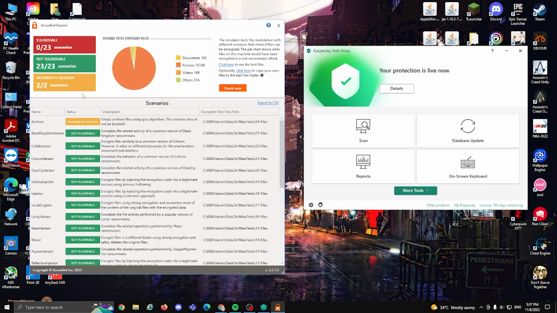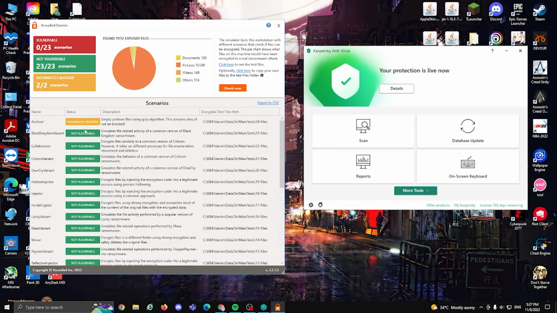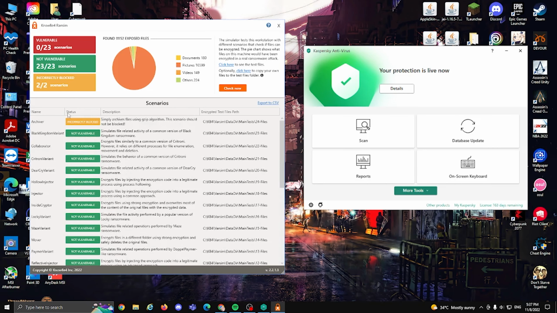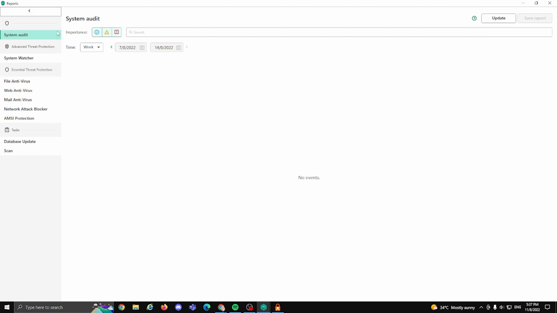Back here with the result, and it looks like Kaspersky did very well against it. It blocked everything, including the false positives. So these two aren't too good. It blocked the false positives, but other than that, it did incredibly well. It blocked pretty much everything. Yep, and there's nothing in the report.